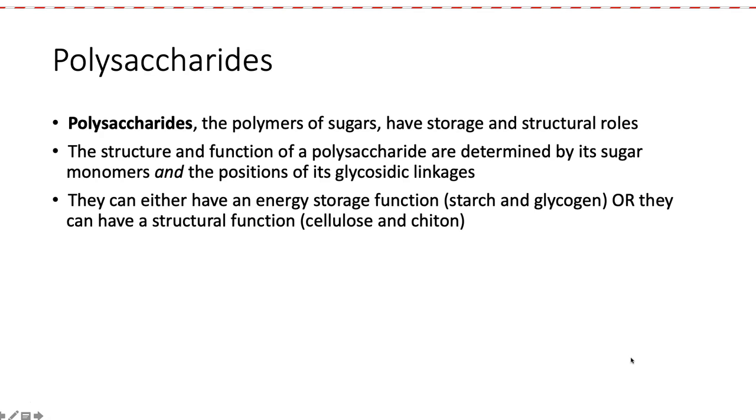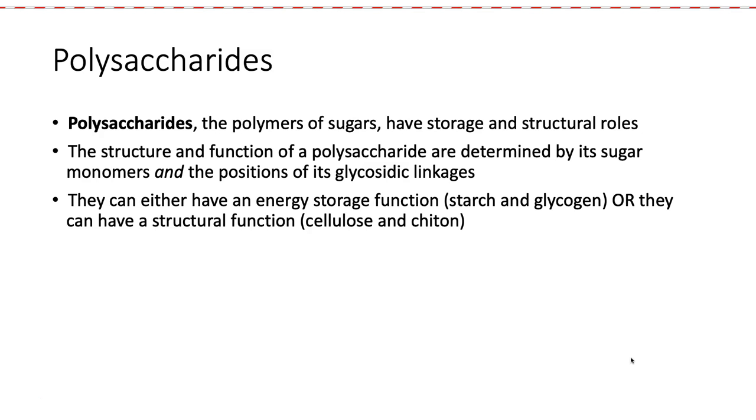Polysaccharides are polymers of sugar, and they are really important in storage and structure. Poly just means many, and we don't need to know exactly how many each of the polymers has, although if you have extra monosaccharides in a polysaccharide, then it's going to have a different name than if you have fewer, right? The structure and function of polysaccharides are determined by, number one, what the monomers are in there. So is it glucose, is it fructose, is it galactose, and the position of those glycosidic links.